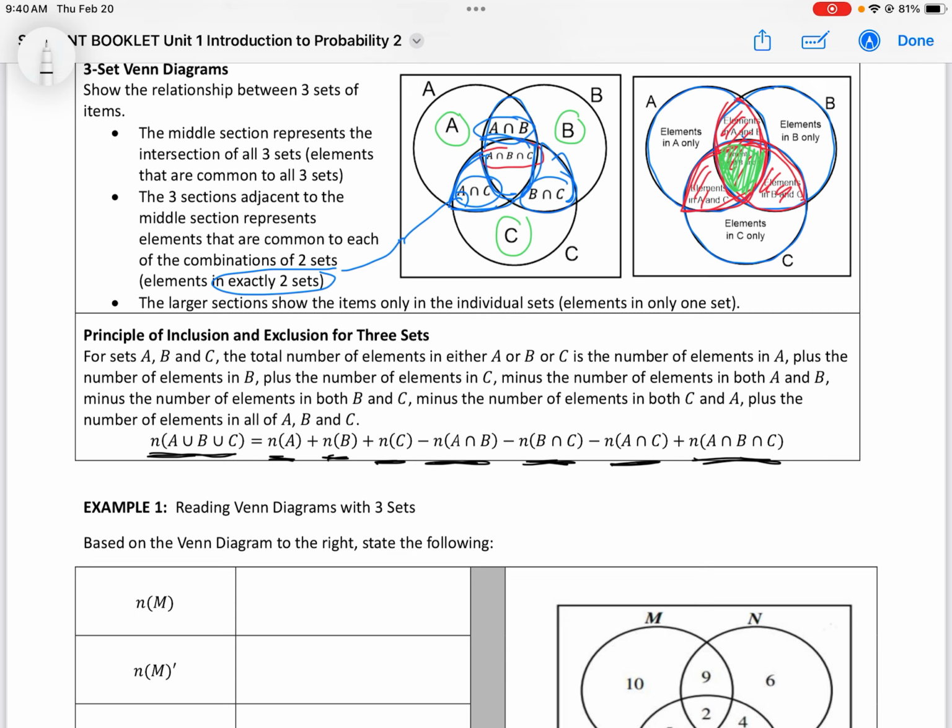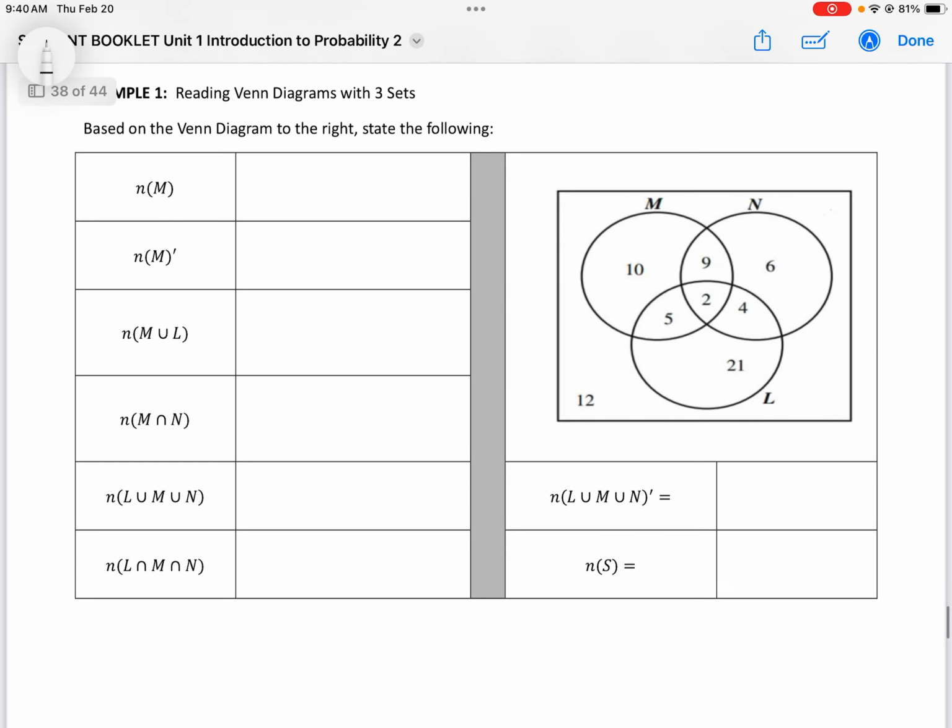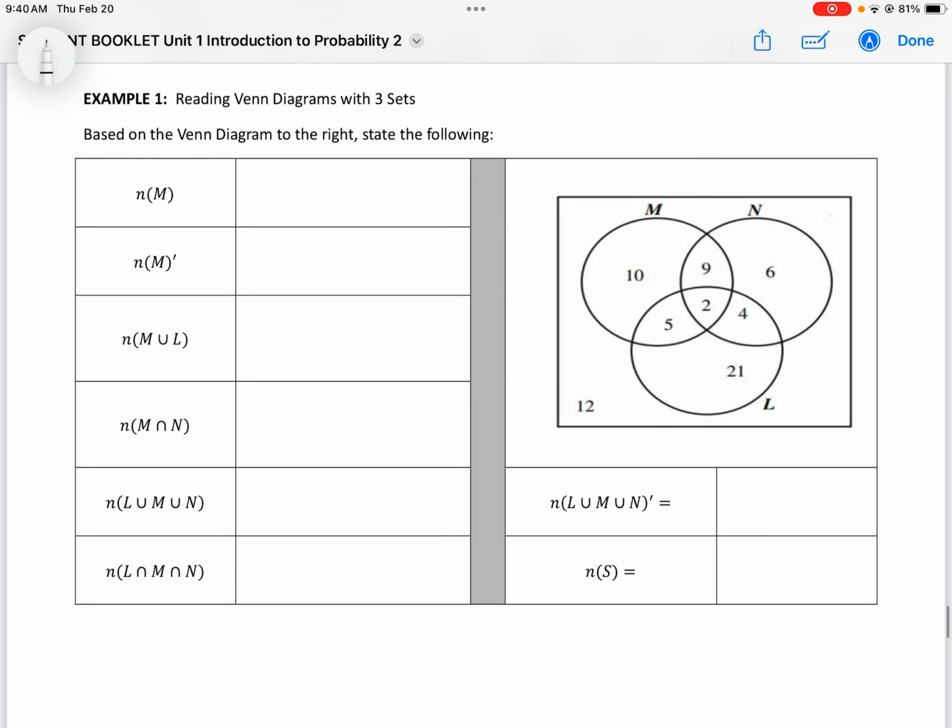So let's start with just reading Venn diagrams with 3 sets. Based on this Venn diagram to the right, we're going to state the following. The number of elements in M. For M, we're looking at this entire section. We are going to add 10 plus 9 plus 2 plus 5. You can get 26. And remember, with this n, it's going to be an integer value.